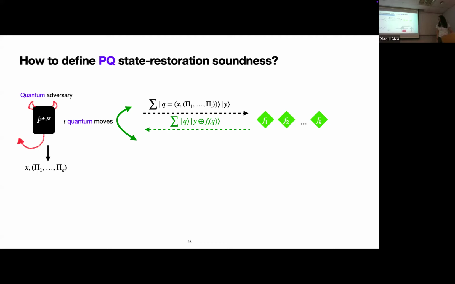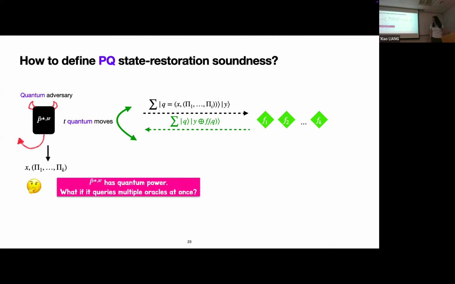Yeah, and this seems quite straightforward, but actually, if the stereoisomation prover has quantum power, what if it can? Here in the picture, we're drawing it in a way so that it seems that it's always making a superpositional query only to the ith oracle. But what if it queries multiple oracles all at once? It could make a superposition query to multiple oracles at once. So our final definition also captures this kind of query.